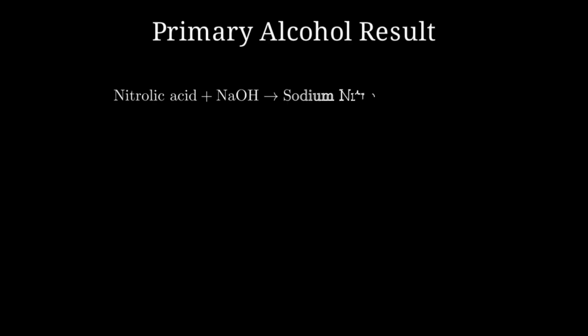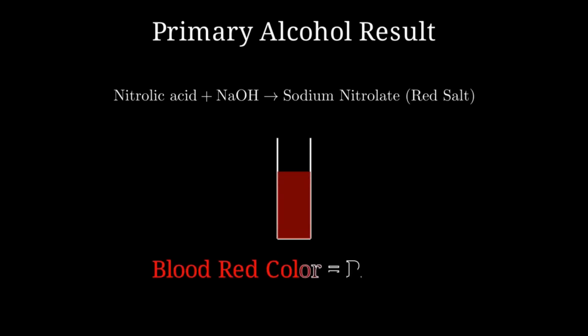For primary alcohols, the nitrolic acid reacts with the base to form a soluble salt called sodium nitrolate. This salt yields a distinct, intense blood red color. If you see red, you started with a primary alcohol.